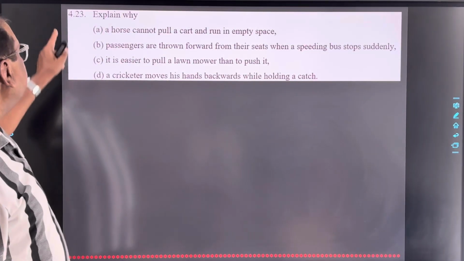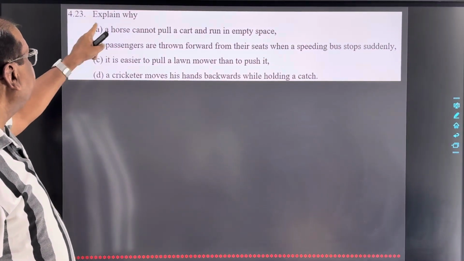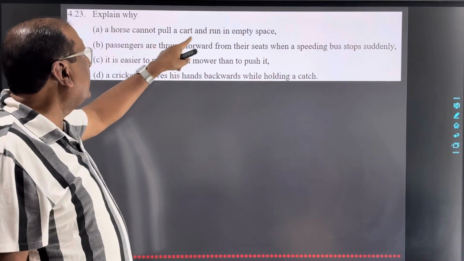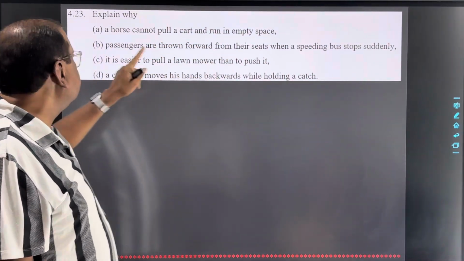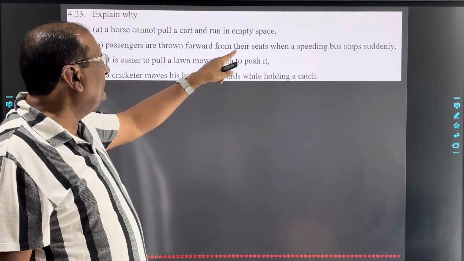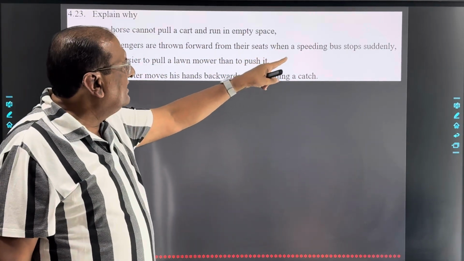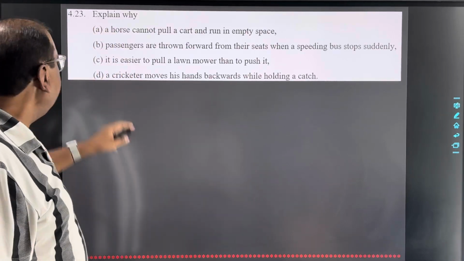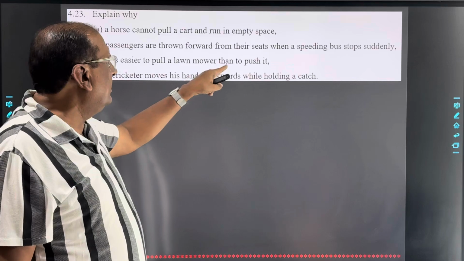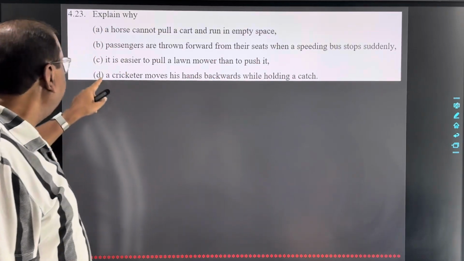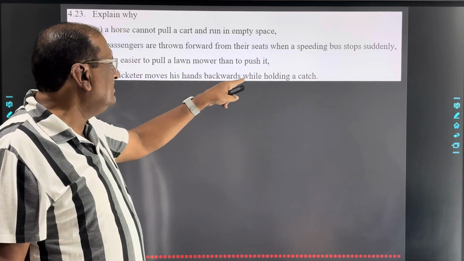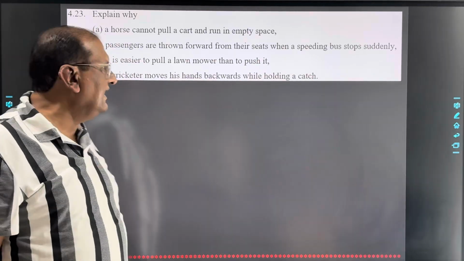Now exercise 4.23. Explain why. A. A horse cannot pull a cart and run in empty space. B. Passengers are thrown forward from their seats when a speeding bus stops suddenly. C. It is easier to pull a lawn mower than to push it. D. A cricketer moves his hands backwards while holding a catch.